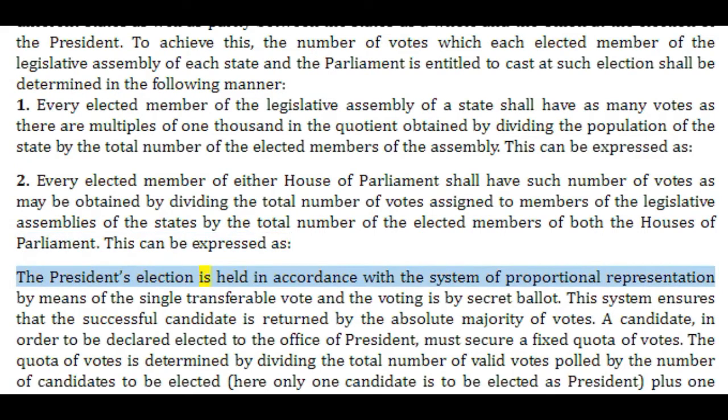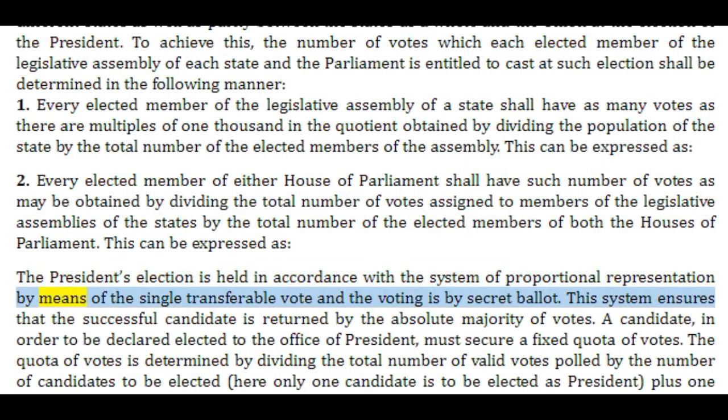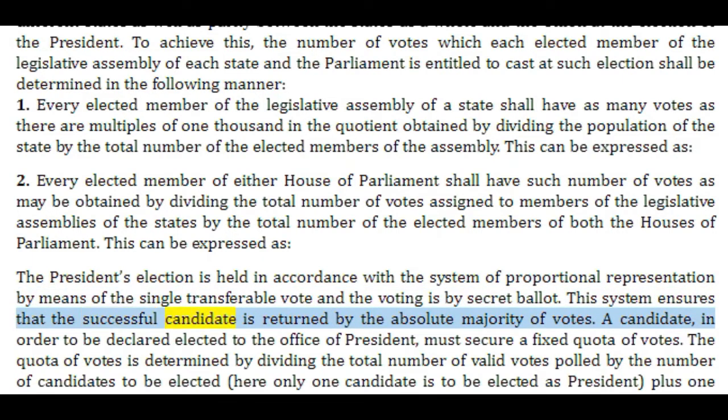The President's election is held in accordance with the system of proportional representation by means of the single transferable vote, and the voting is by secret ballot. This system ensures that the successful candidate is returned by the absolute majority of votes.